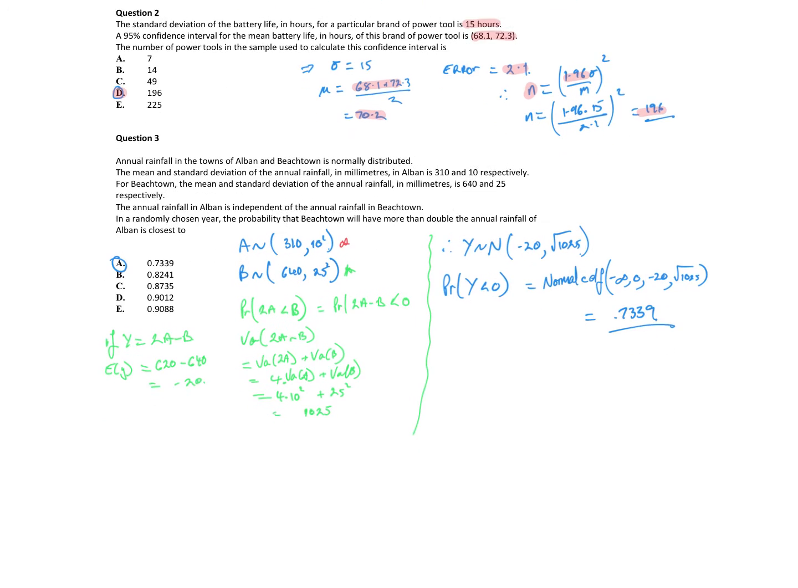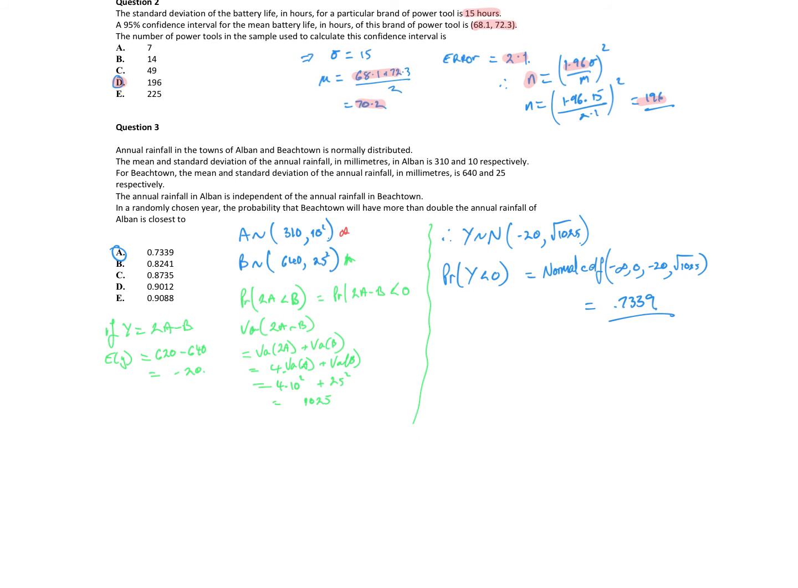We've got 2 towns with annual rainfall, Auburn and Beachtown. Both are normally distributed. The means are given respectively as 310 and 640, with standard deviations of 10 and 25. Okay, the annual rainfall in Auburn is independent. In a randomly chosen year, what is the probability that Beachtown will have more than double the annual rainfall of Auburn? So what are we saying? We're saying that we want the probability that twice Auburn is less than Beachtown.